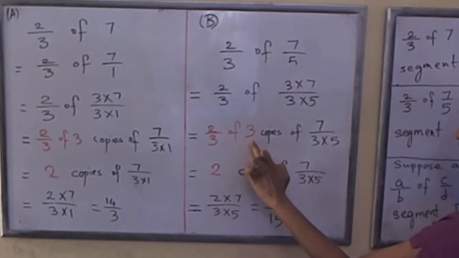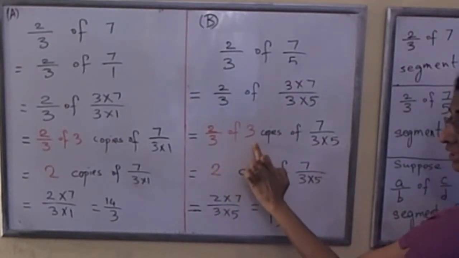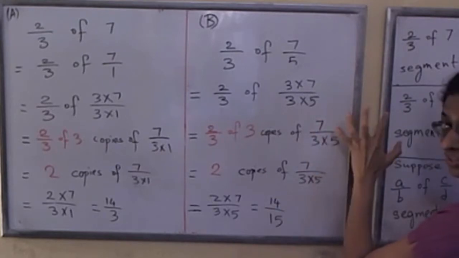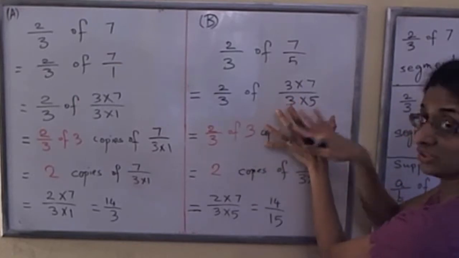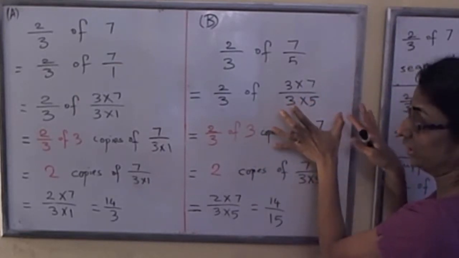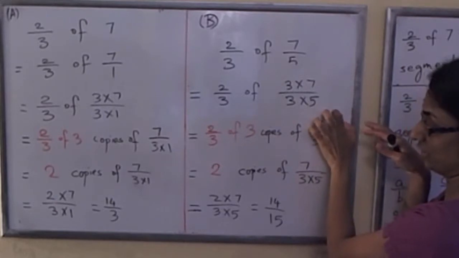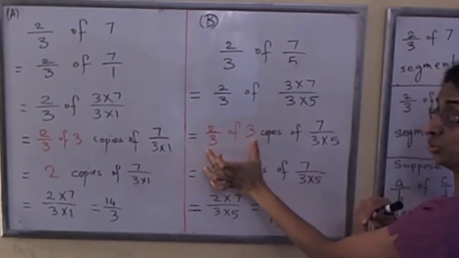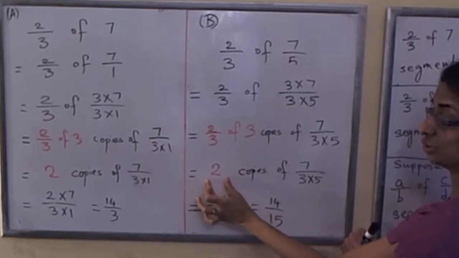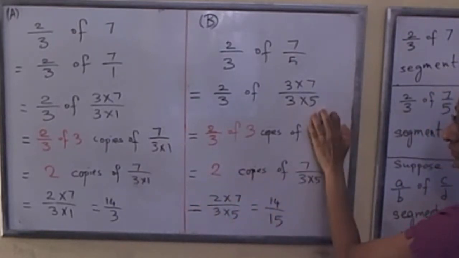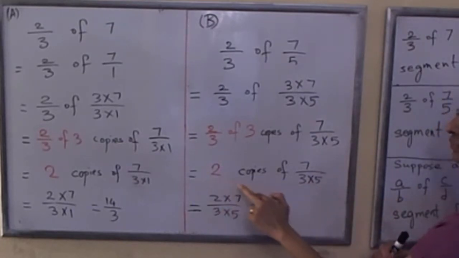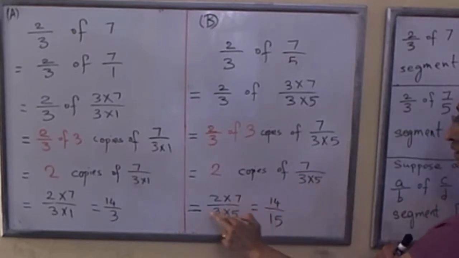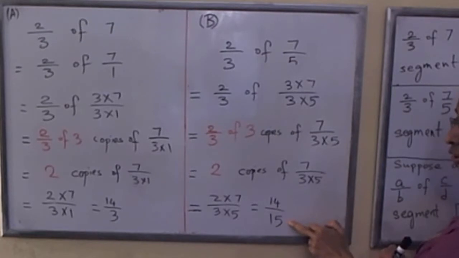So this 3 is this 3. And so I have 2/3 of 3 copies of something. Once again, you can think of this something as an apple, and so you have 2/3 of 3 copies of that apple, that expression. This way, by thinking of this as an apple, you can simply focus your attention on the 2/3 of 3 calculation, which you know is 2. So now we have 2 copies of that thing, 7 over 3 times 5. And what is another name for 2 copies of 7 over 3 times 5? It is simply 2 times 7 over 3 times 5, which you can calculate to be 14 over 15.